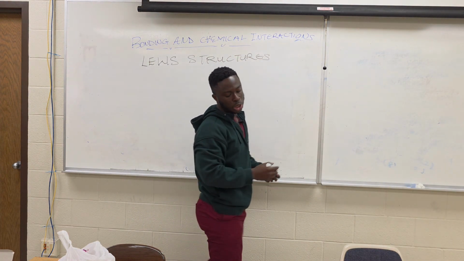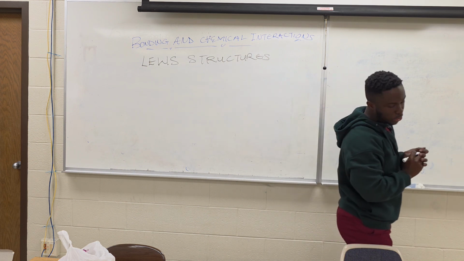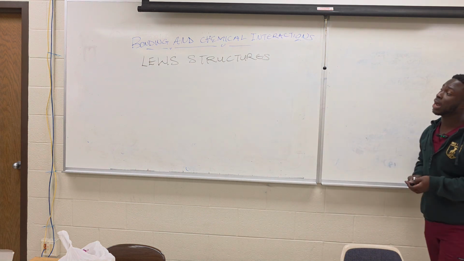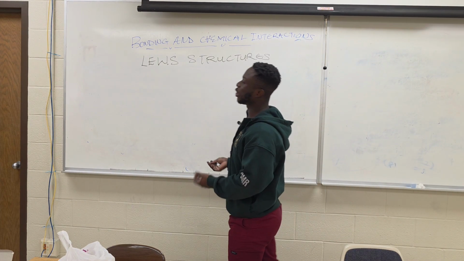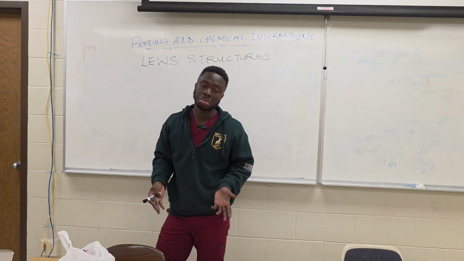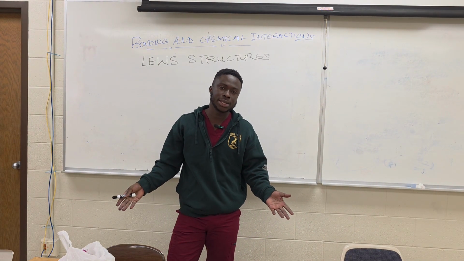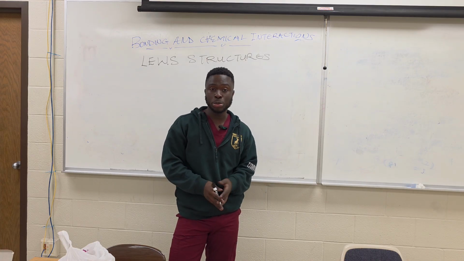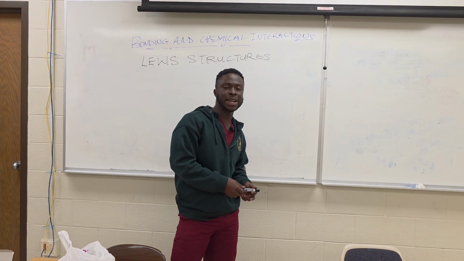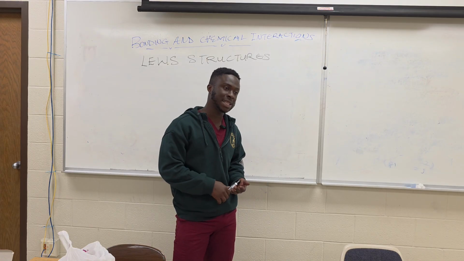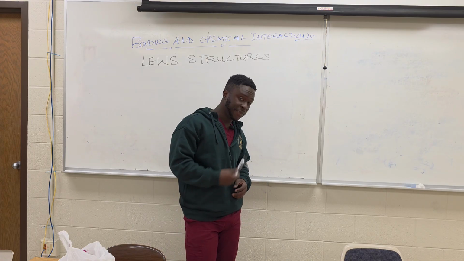Now, when we talk about Lewis structures or Lewis dot diagrams, they are basically a representation of an atom using its valence electrons. That's basically what it is. We are representing an atom using its valence electrons. And once we study periodic chemistry, we said that the groups are the valence electrons.